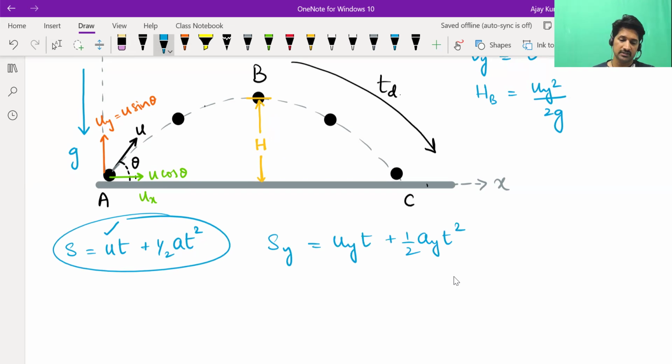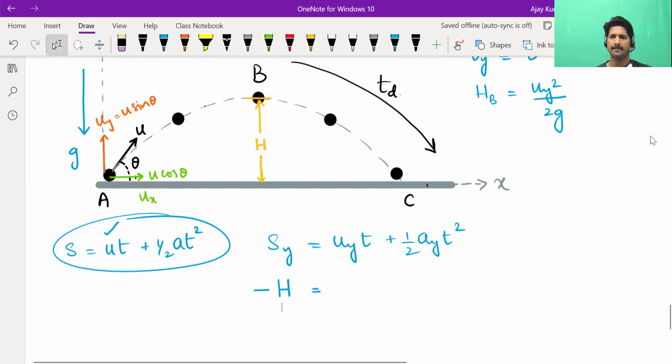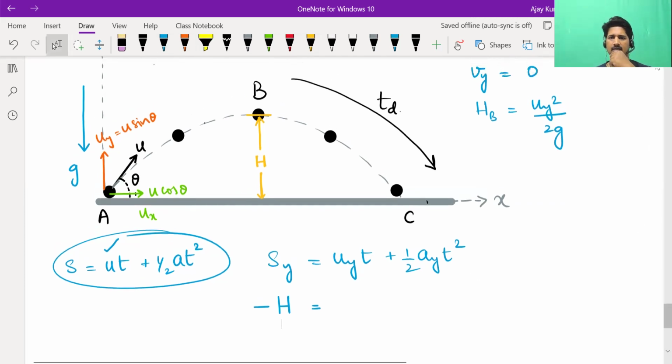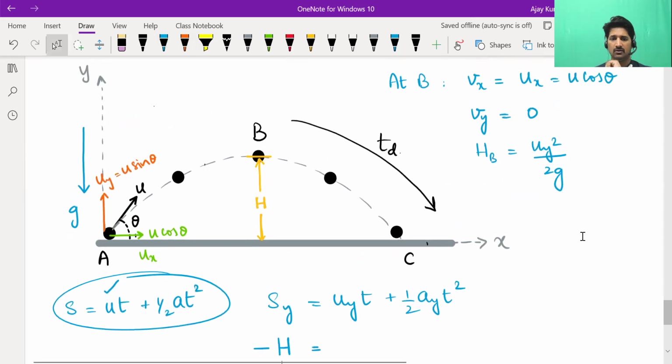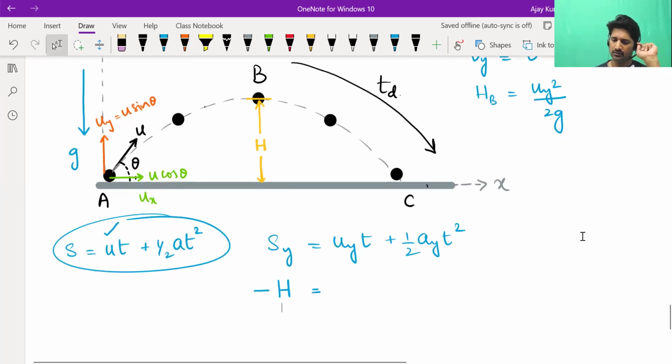Okay, how much is Sy? From B to C, the displacement is downwards in the y direction. Okay, so you should take it as negative of Hmax. Okay, what is the initial velocity in y direction at B? Or let's not use the word initial. What is the velocity in y direction at B? Sir, 0. So for the journey from B to C, initial velocity in y direction becomes 0.